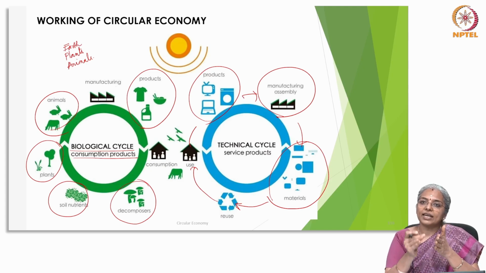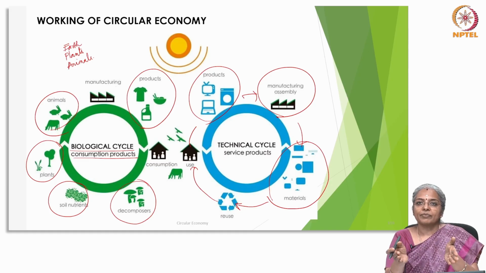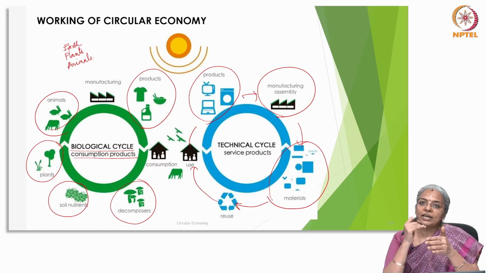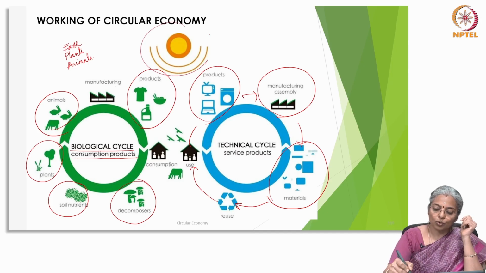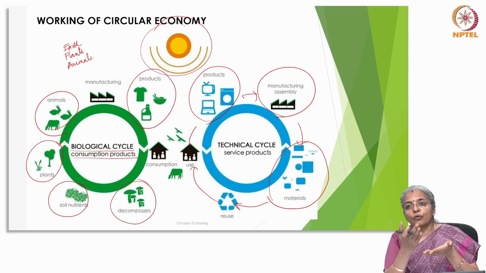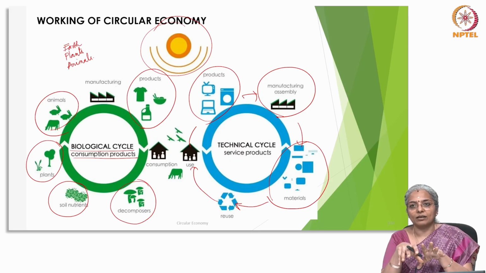These products are then used before the materials are recycled or individual components are reclaimed and reused. In both these cases, the energy used in manufacturing will come from renewable energy sources only. It could be anything, it could be solar power or wind power. In some cases, the products could fall under both the biological as well as the technical cycle.